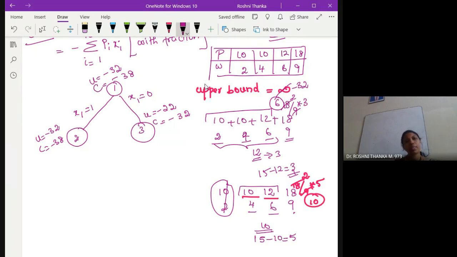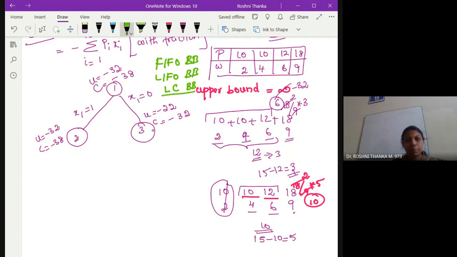Next, we now have two nodes. Out of these two nodes, which node do we have to proceed with? In branch and bound problems, we have many different methods. One is FIFO branch and bound, LIFO branch and bound, and also LC branch and bound. There are different methods available. FIFO means first in, first out. LIFO means last in, first out. And LC means least cost branch and bound.